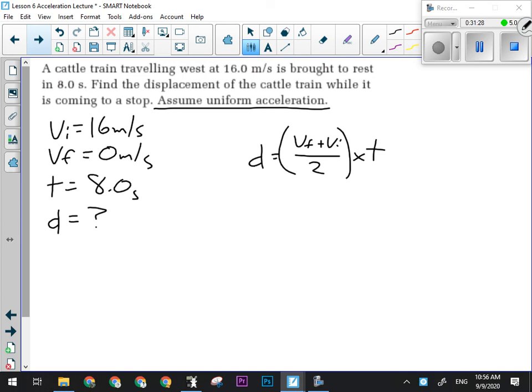All right. In this case, do I need to manipulate that formula at all? No, I already have all the numbers. It's already set up to solve for d, which is what the question asked for. So for me, this is simply a matter of plugging numbers into the formula. So that'll be 0 plus 16 over 2 times 8. Well, 16 over 2 is 8. Times 8 is 64.